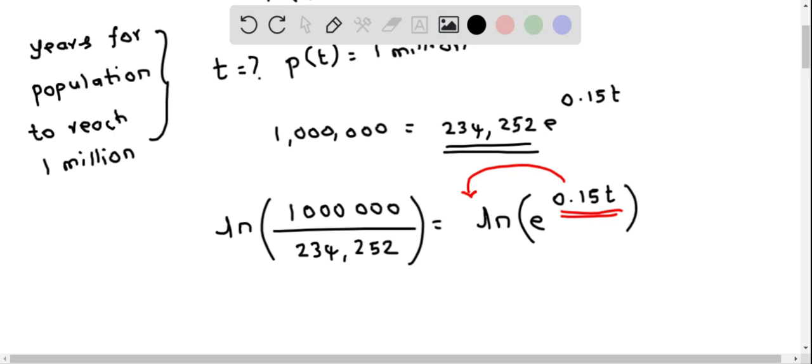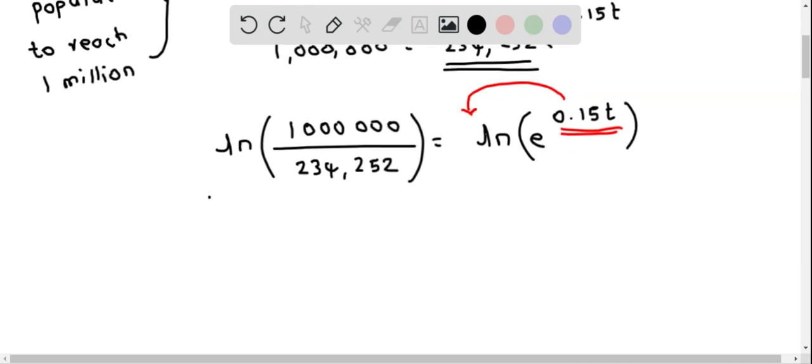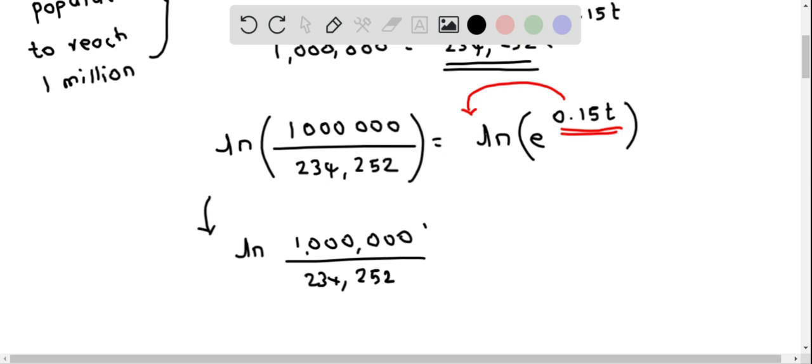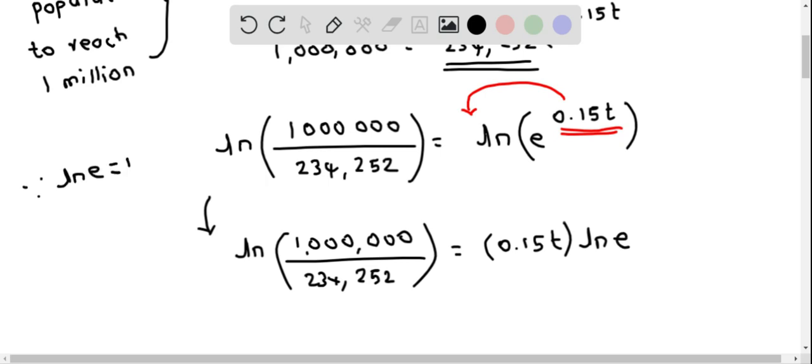So in the next step, I can rewrite this. This quantity remains as it is. That is natural logarithm of 1 million divided by 234,252, and this equals 0.15 t times natural logarithm of e. We must be knowing that natural logarithm of e equals 1.